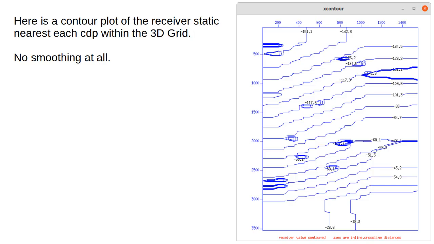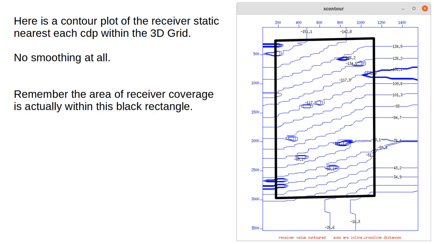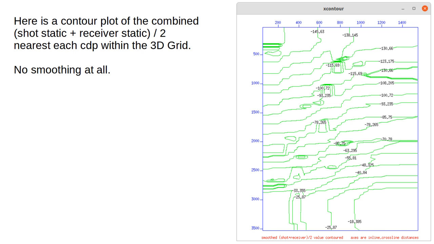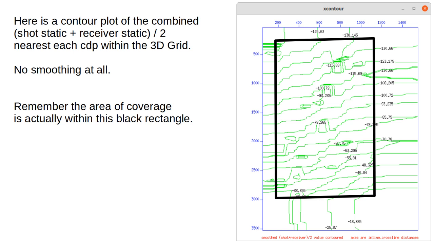Here is a contour plot of the receiver static nearest each CDP within the 3D grid. No smoothing at all. Remember, the area of receiver coverage is actually within this black rectangle. Some receivers have large static differences relative to their neighbors, so the effects of smoothing will be obvious. Here is a contour plot of the combined shot static plus receiver static divided by 2 nearest each CDP within the 3D grid. No smoothing at all. Remember, the area of coverage is actually within this black rectangle.